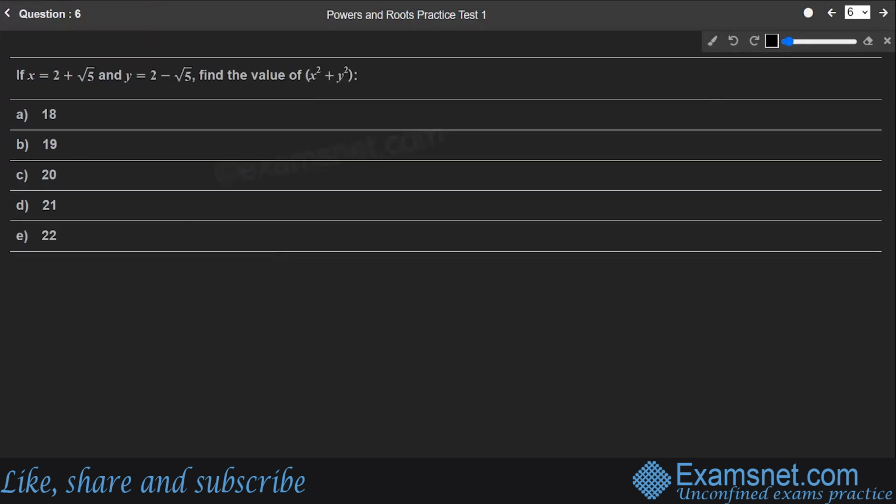Okay. Let's have the next one. x equal to 2 plus root 5 and y equal to 2 minus root 5. Find the value of x square plus y square. This is the question. So let us just find out x square plus y square.